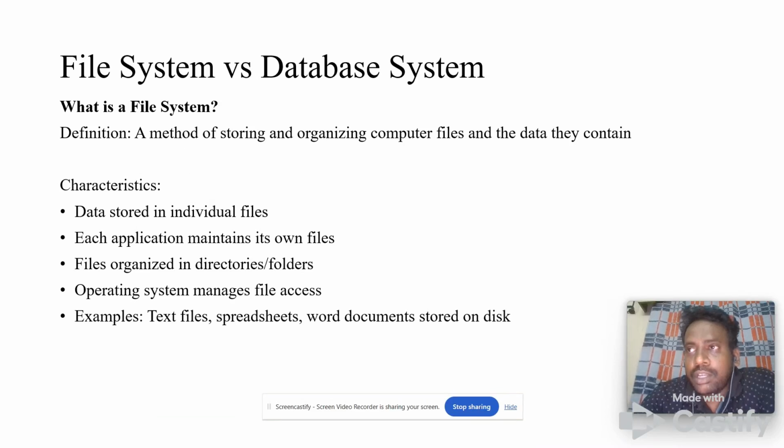For example, a normal file is like organizing your certificates, right? A file system is a method of storing or organizing computer files that contain the data. Am I right? So what are the basic characteristics? The data are stored in individual files, whereas each application maintains its own files.